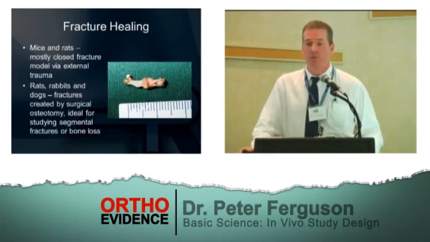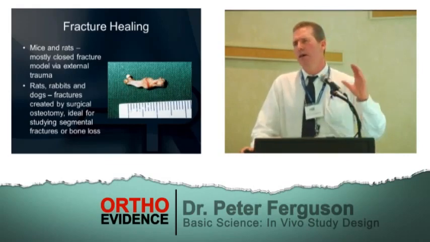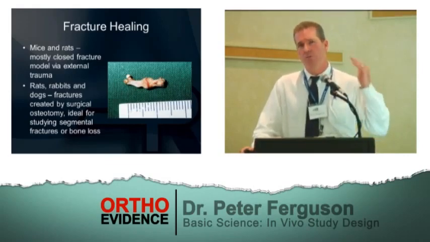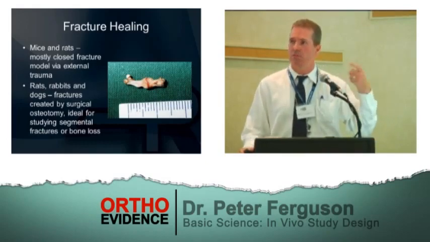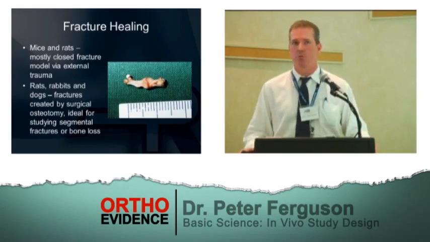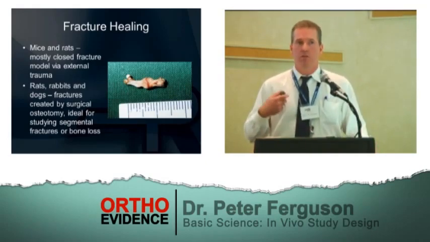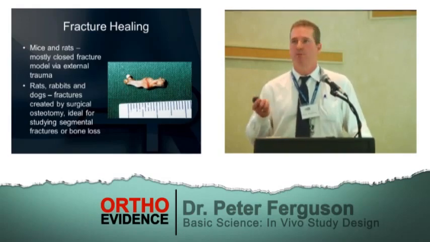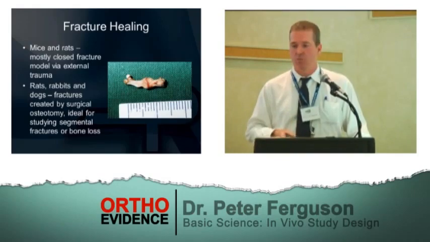What about fracture healing? Well, in mice and rats, there are usually models of closed fractures, so some type of external trauma is applied to the thigh, causes the thigh to fracture, and you can percutaneously insert some type of internal fixation. That's a well understood model. In larger animals, rats, rabbits, dogs, usually those fractures are created by an open procedure, a corticotomy is made, and some type of internal fixation is put in.